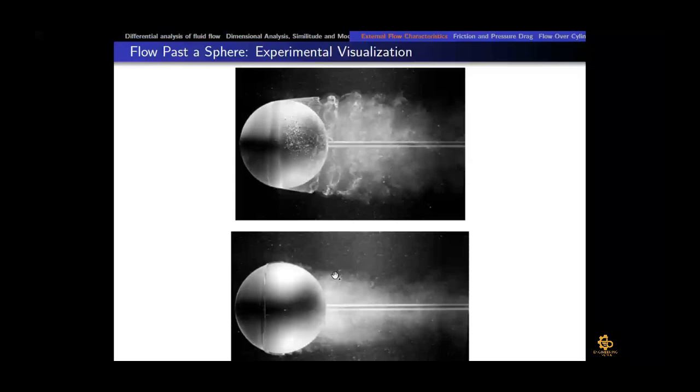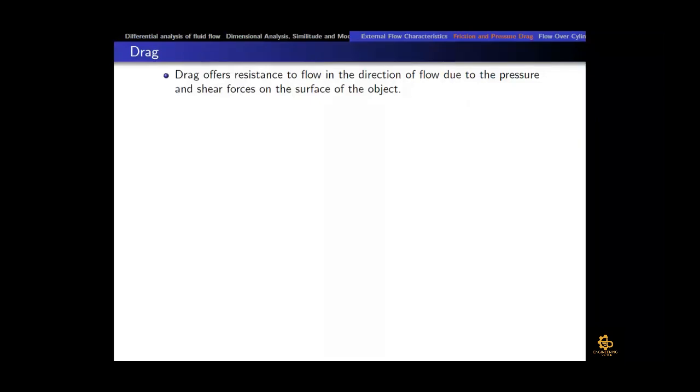Okay, so now we quickly go through the drag and lift forces, which we discussed in quite some detail in the last lecture as well as in this lecture. So what is a drag force? Drag force is basically the resistance to the flow in the direction of flow due to the pressure and shear forces on the surface of the object. So drag is the result of two types of forces: shear force, which is parallel to the flow direction, and pressure force, which is the normal force perpendicular to the flow direction.